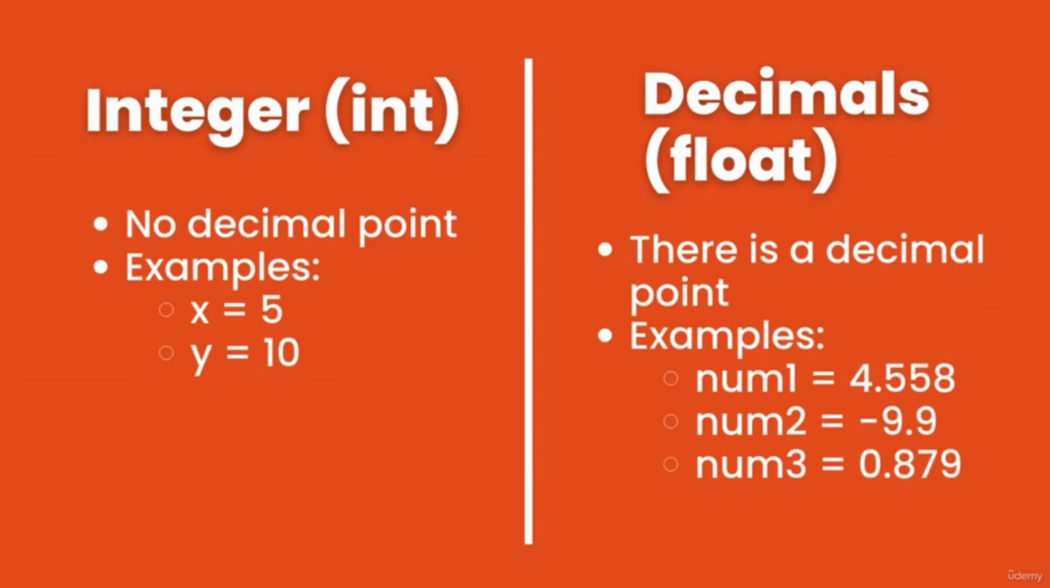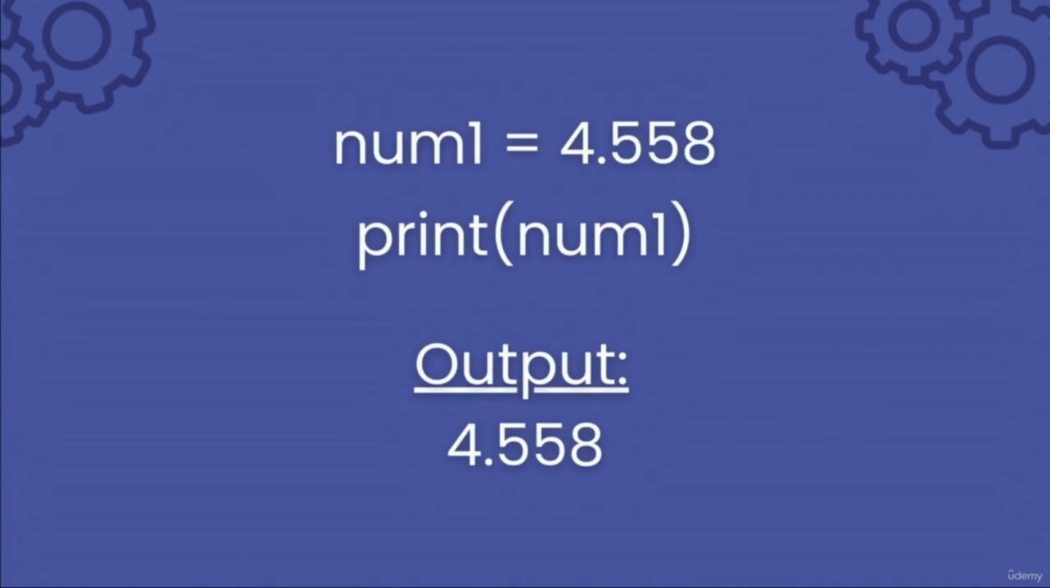Numbers with decimal points are called floats. Some examples of the float data type are num1 is equal to 4.558, num2 is equal to negative 9.9, and num3 is equal to 0.879. In these cases, num1, 2, and 3 are the variables, and the decimal values on the right are the data type. You know that if I print out one of these variables, it will return the number stored in the variable. For example, writing print num1 will return the value 4.558.